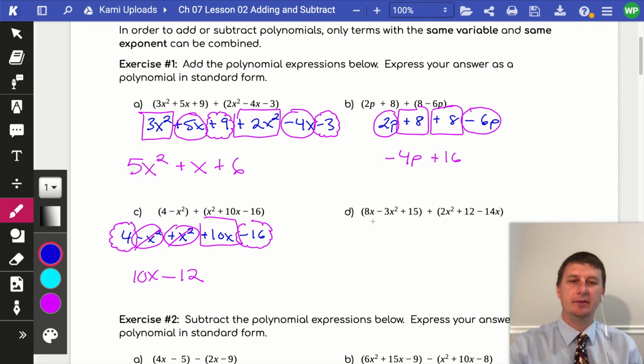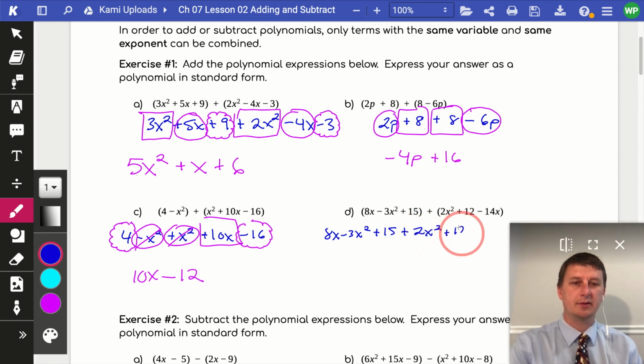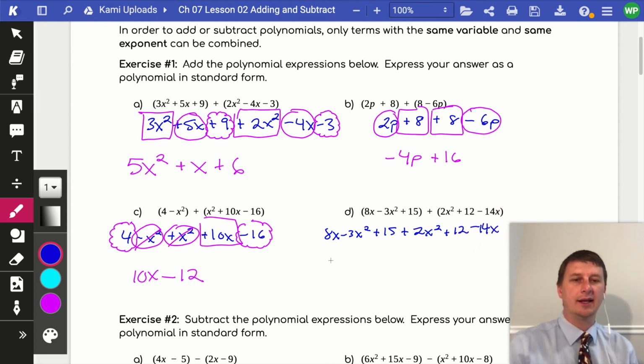And now the final part, part D over here, we have 8x minus 3x squared plus 15. Again, we have a plus. Then 2x squared plus 12 minus 14x. So that plus means I could take down those parentheses, and I'm going to be left with this whole big, long string of terms. But we're going to simplify that right now by finding our like terms.